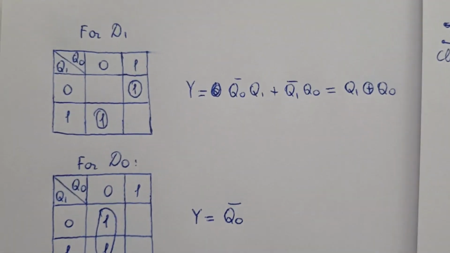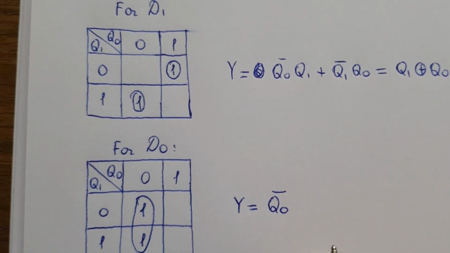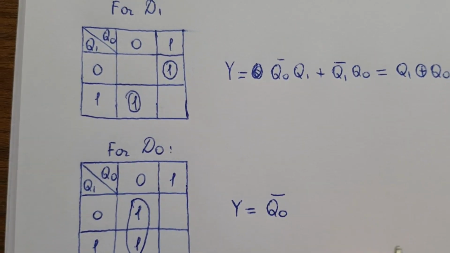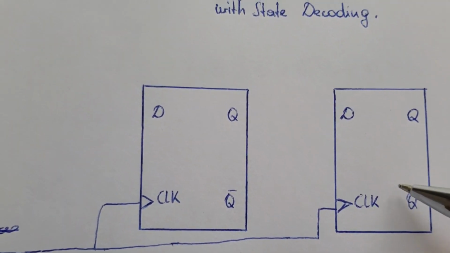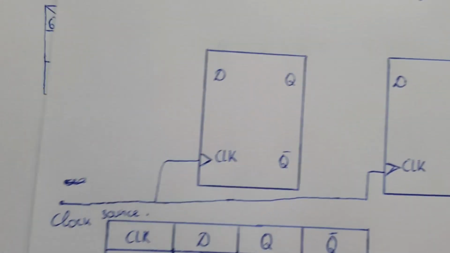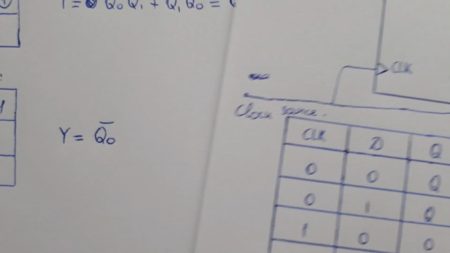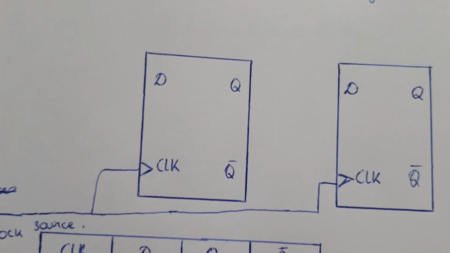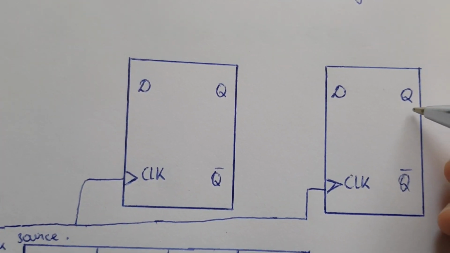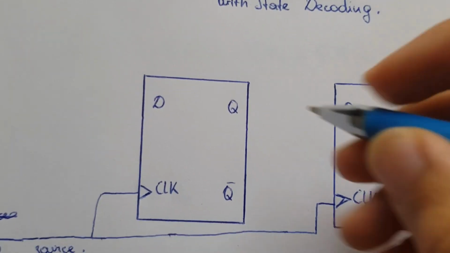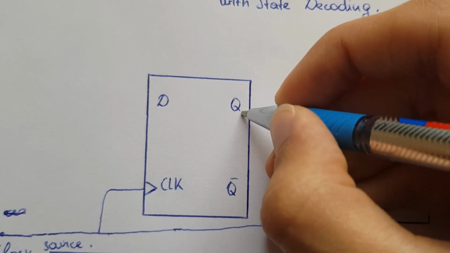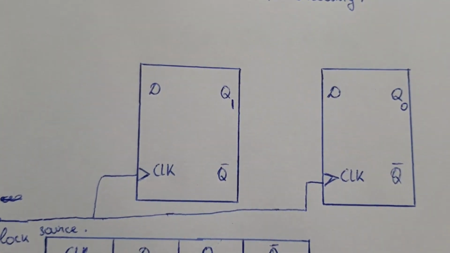So we will use these two logical expressions to connect these pins on our D flip-flops. We said that Q0 is the LSB. This D flip-flop represents the LSB, and this flip-flop represents the MSB.